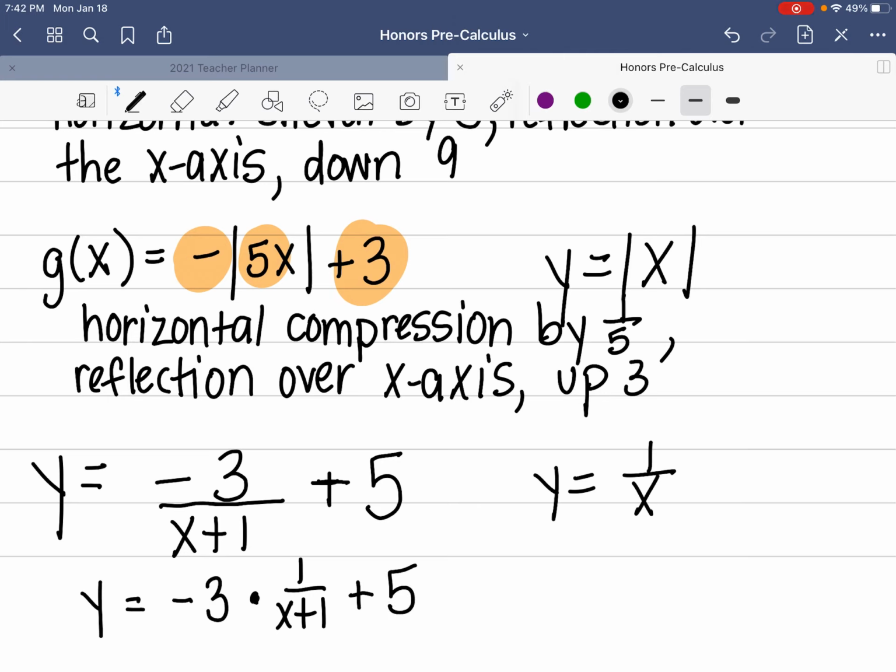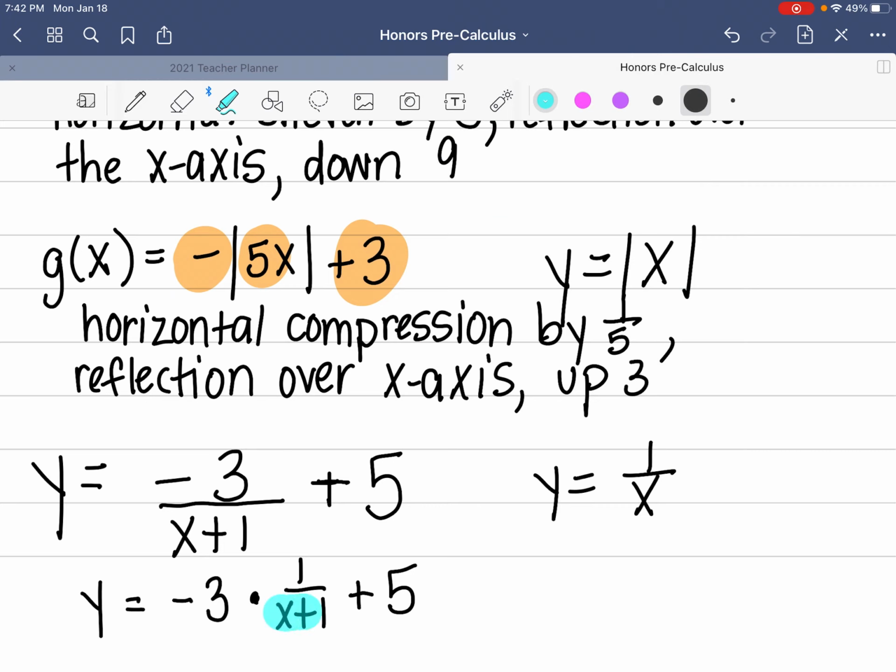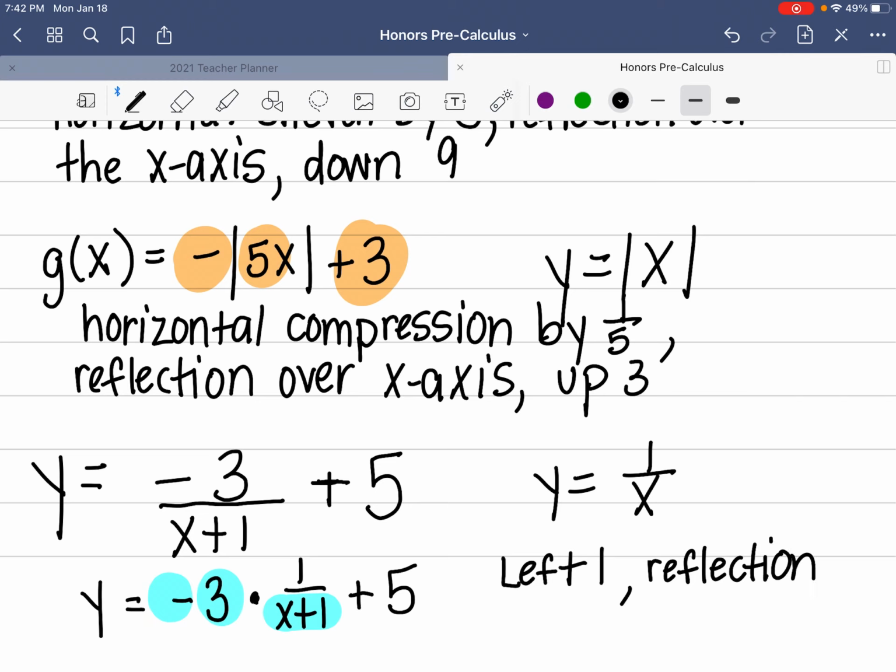So if this is my parent function, then the inside is going to be my actual denominator, because that x was in the denominator initially. So we're going to start with plus 1. Plus 1 means that we're going to go to the left 1 unit. Then in the front, we are multiplying by 3 and a negative. So we're going to have a reflection over the x-axis.